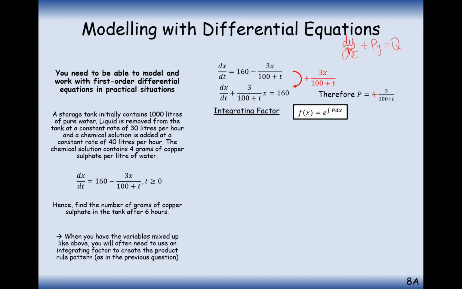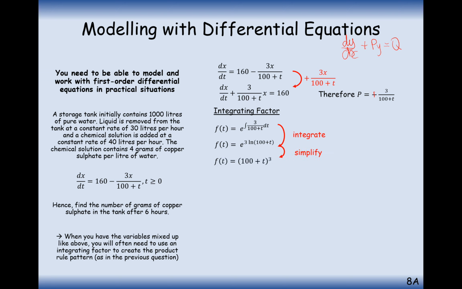So let's now work out what the integrating factor is going to be. The integrating factor is always of the form e to the integral p dx, or dt, depending upon what your independent variable is. So e to the integral of 3 over 100 plus t dt. Let's now integrate that power. So that's going to be 3 ln(100 plus t). Move the 3 in as a power on the ln, and then cancel out the e and the ln, and we'll get f of t is (100 plus t) all cubed.